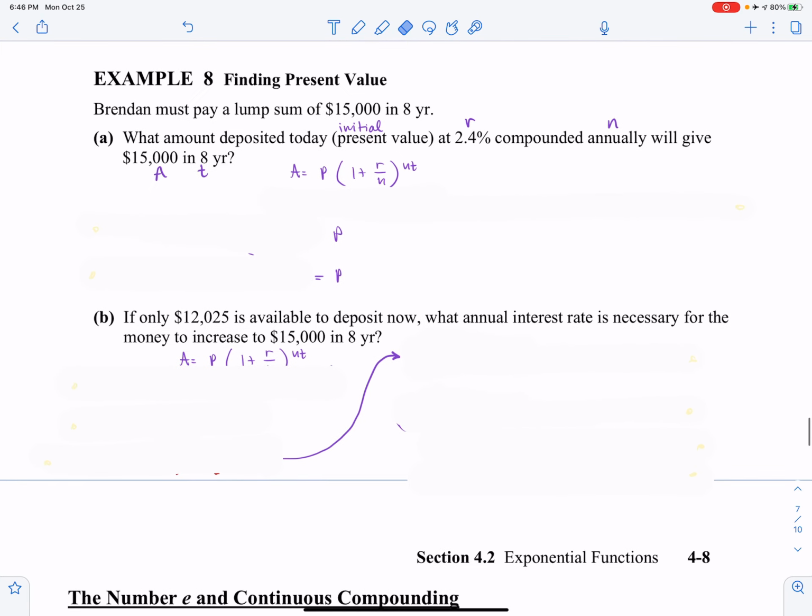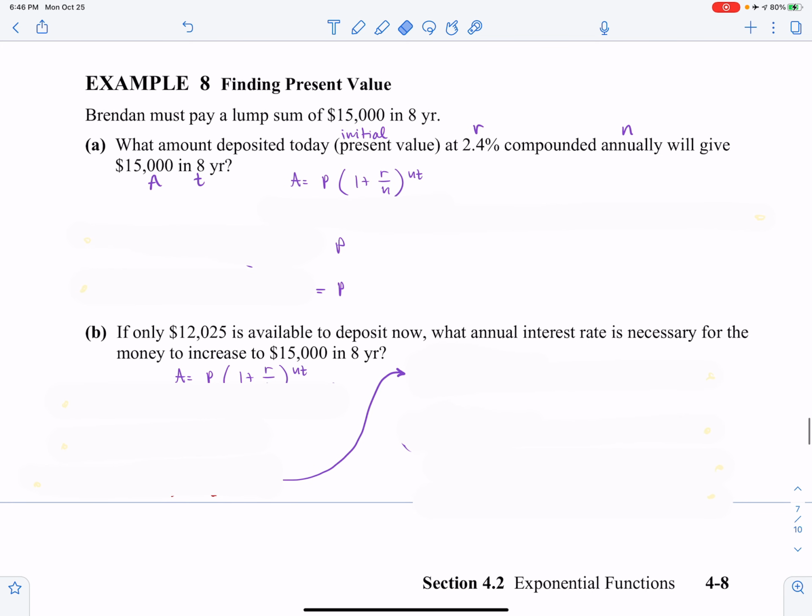All right, let's look at example number 8. So example number 8 says that you have Brendan who has to pay a lump sum of $15,000 in 8 years' time. So part A says, what should he deposit today at 2.4% interest rate? So we know that we're going to write this as 0.024. He's compounding annually, so my N value is going to equal 1.